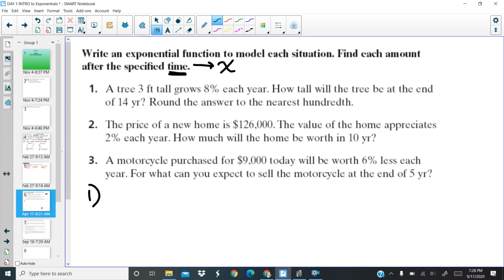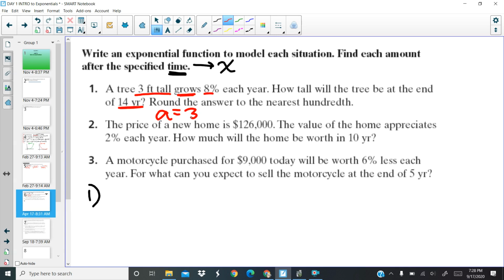So then I'm going to come back to my example here, and I need to start trying to figure out what all of the information in this example means. I have a tree that's 3 feet tall, and it's growing at 8% each year. And you want to know how tall the tree will be after 14 years. So I'm just going to write down the information that I have. It's 3 feet tall, and that's the starting height. So that's going to be my A value. So A is 3 feet.